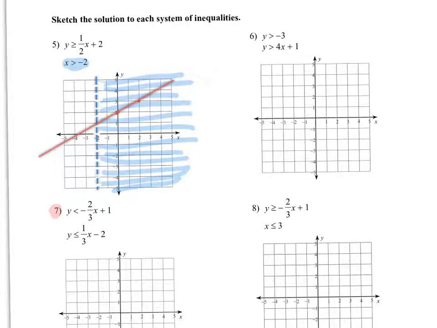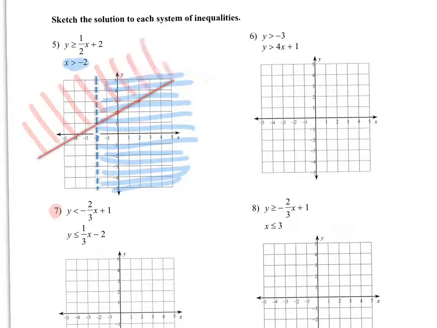All right, and we do a test point. So let's test the point 0, 0, right? Easiest point in the world. So if I plug in 0 to both of these, this disappears, this disappears. So you get 0 is greater than 2. That's a lie. So we shade everything on the other side of that. So we shade all this up here.